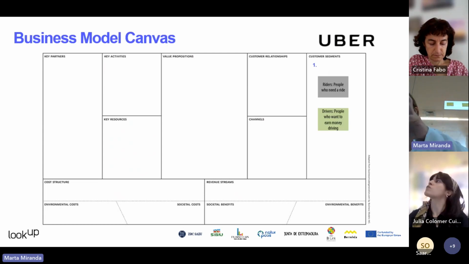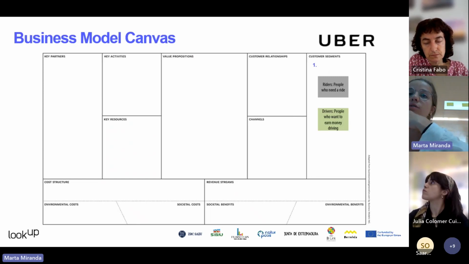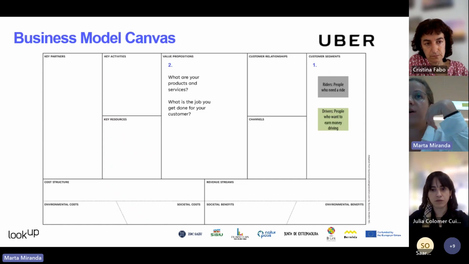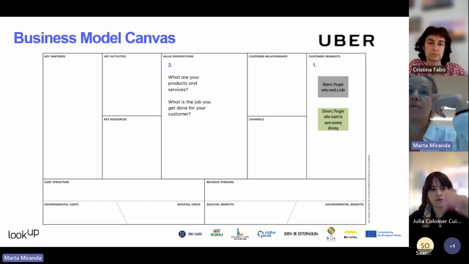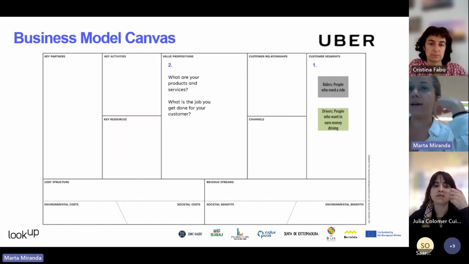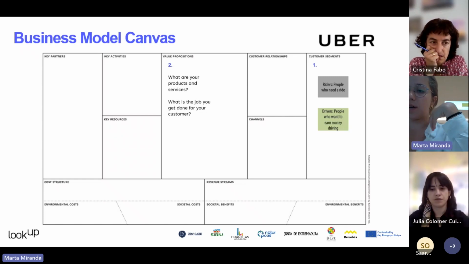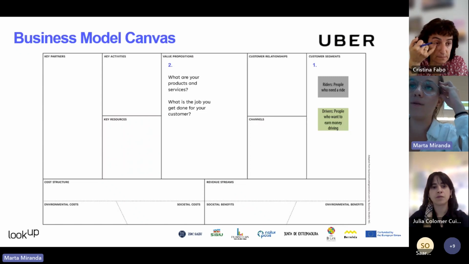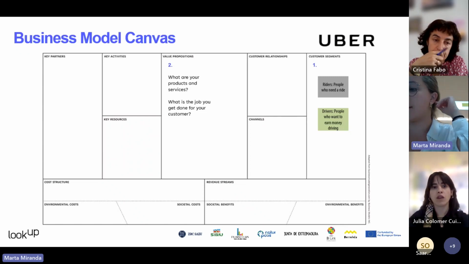Second, once we have identified our customers and the segments of our customers, we're going to fill in the value proposition. How is our product giving value to our customers? Here we're going to define what our products and services are, and what is the job we get done for our customers. Here also, we might say what our competitive advantage is compared to other businesses. No, what is the value of our enterprise?